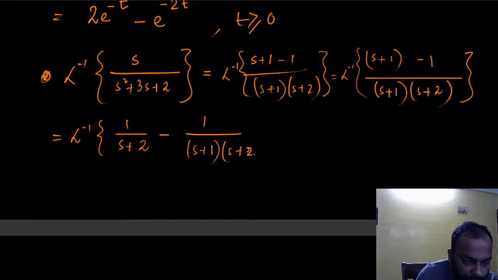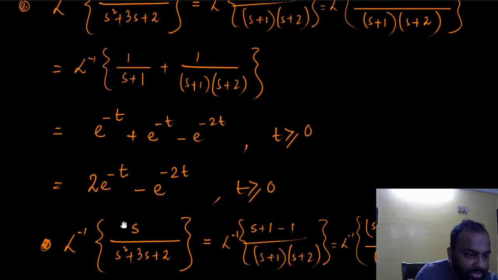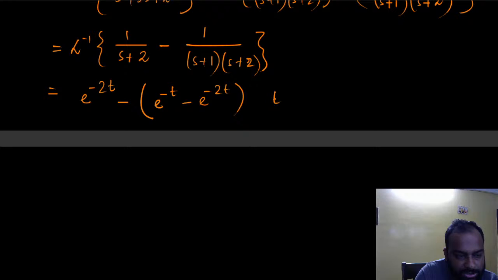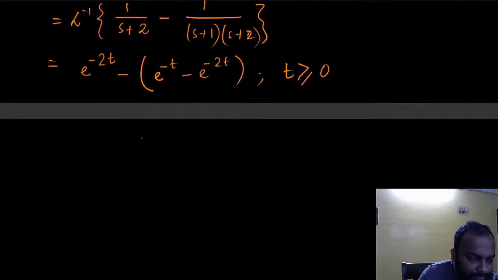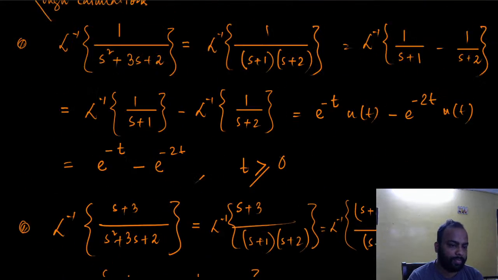S plus 2. So now, of course, I know that the Laplace inverse of 1 by S plus 2 is e to the power minus 2t, and minus, I know the Laplace inverse of the other term here, that's e to the power minus t minus e to the power minus 2t, of course, when time is greater than or equal to 0. Of course, this term now becomes minus e to the power minus t plus 2 e to the power minus 2t. Of course, time is greater than or equal to 0. So now we have all the elements that we need.